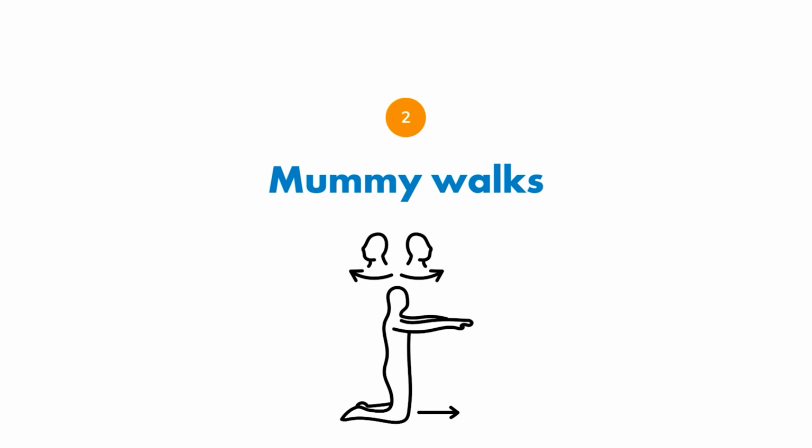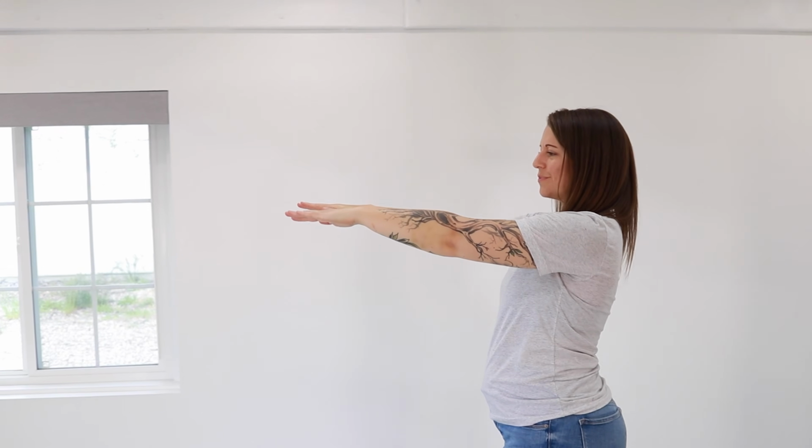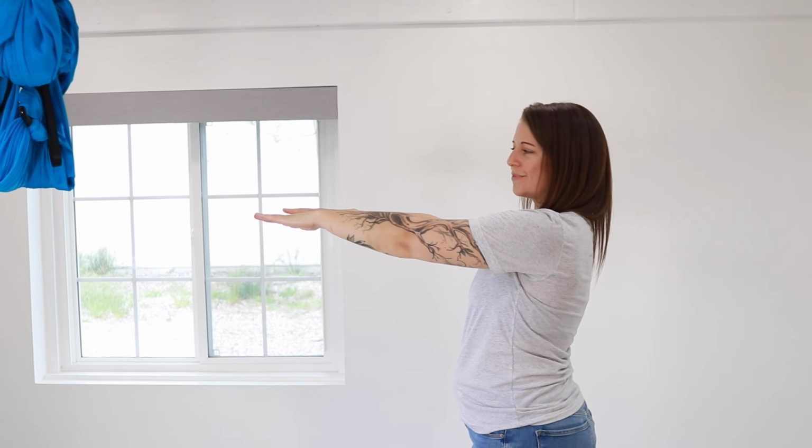The next activity we call mummy walks. There's a couple of different ways that you can do this one. The first way is just standing up and walking with your arms straight out in front of you, turning your head left and right and left and right, trying to get your chin all the way over to your shoulder.